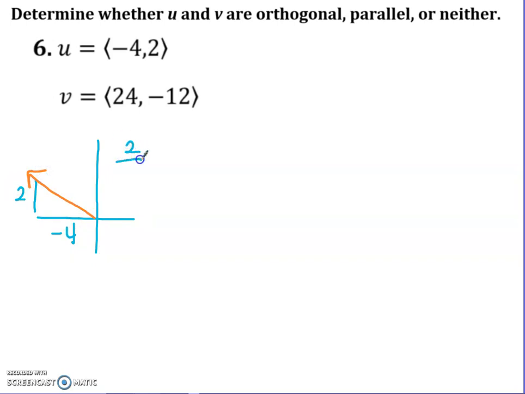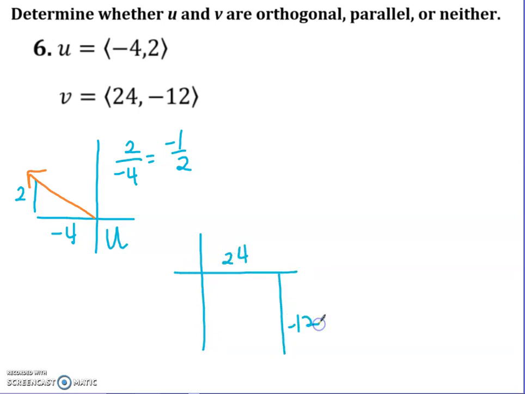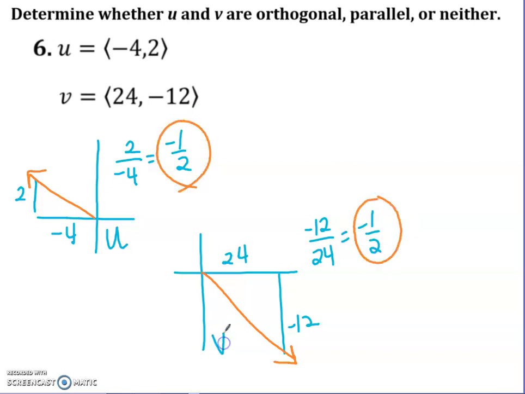But the slope here is 2 over -4, my rise over my run, so that's going to be -1/2. So that's U. Then V is 24 and then -12 over here. So I know that just immediately looking at this, they're not going to be orthogonal. They're either going to be parallel or neither, because they're in the same direction. So my slope here is my rise, so that would be -12 over 24. My slope here is -1/2. My slope there is 1/2. These guys are parallel.